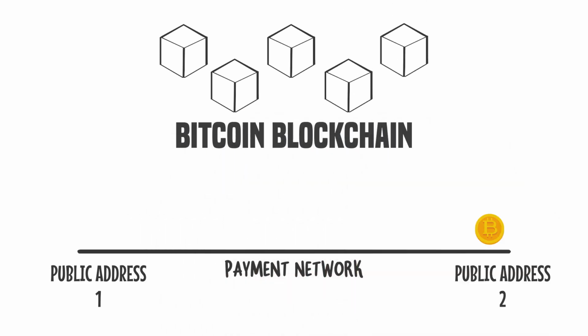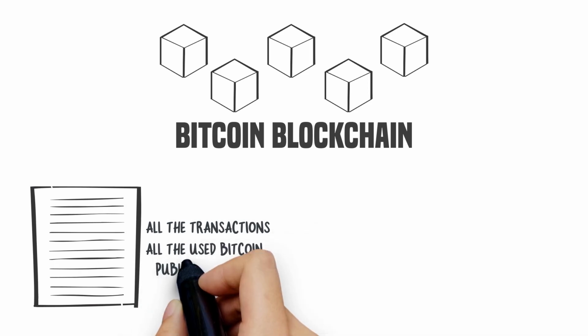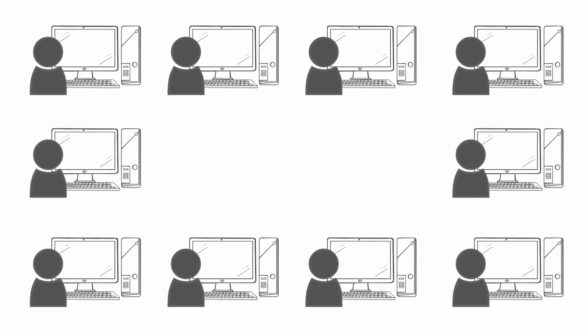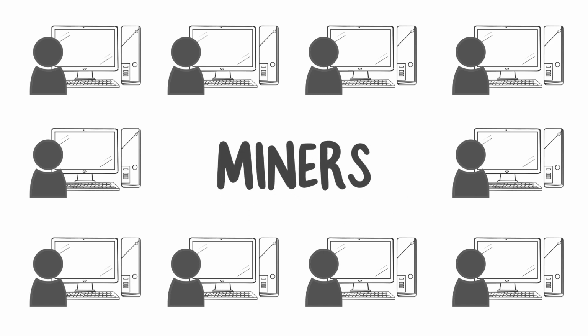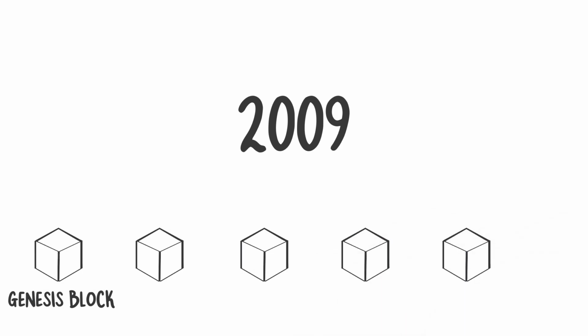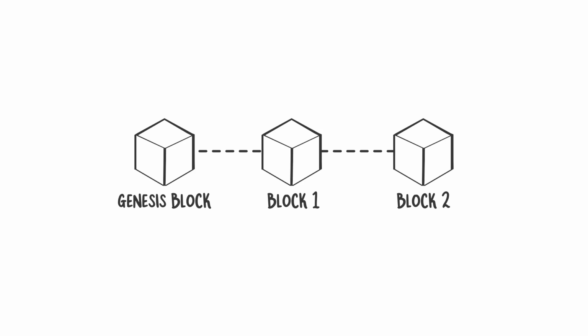The Bitcoin blockchain is basically the list or ledger of all the transactions and all the used Bitcoin public addresses that have ever been made in the Bitcoin network. It is maintained by a large number of highly invested people and groups who take part in the network, known as miners. The easiest way to understand the Bitcoin blockchain is to go back to the very beginning of Bitcoin in the year 2009, at block 0 known as the Genesis block, and then slowly build up from there. I will only need to describe up to block 2 for you to get a good enough idea.